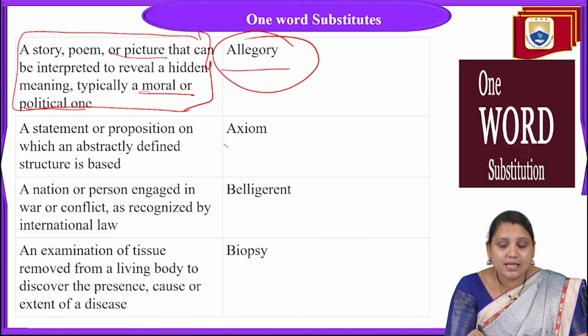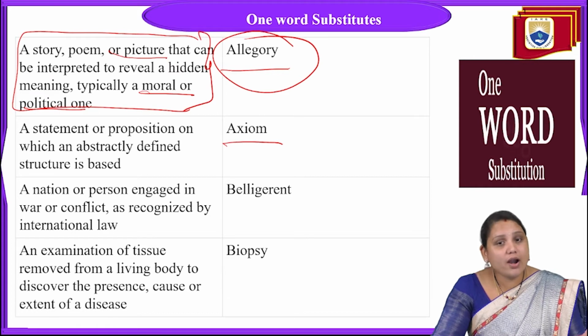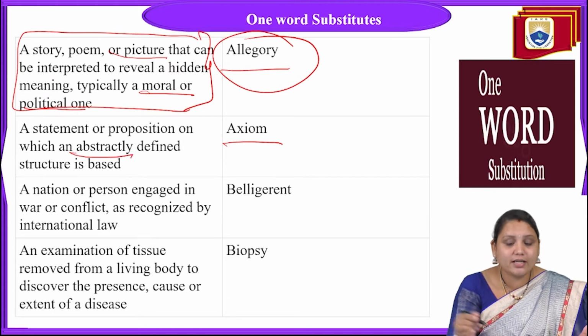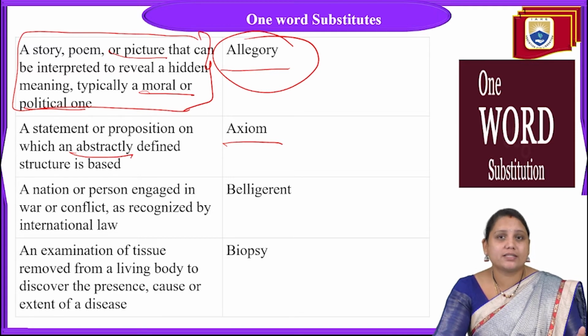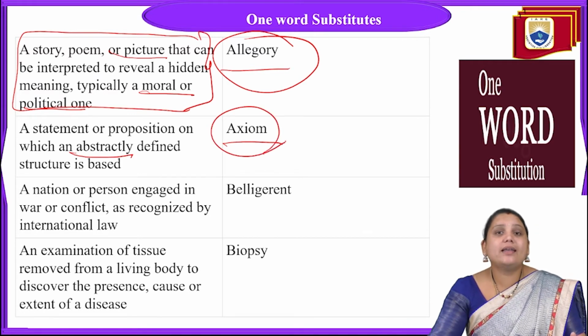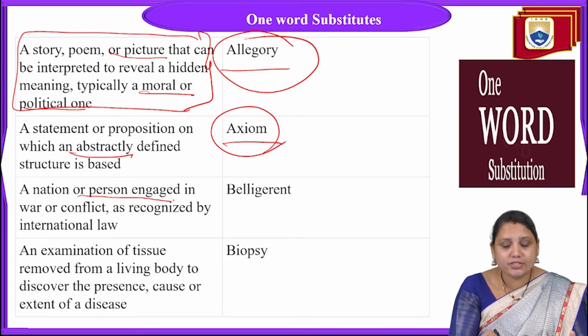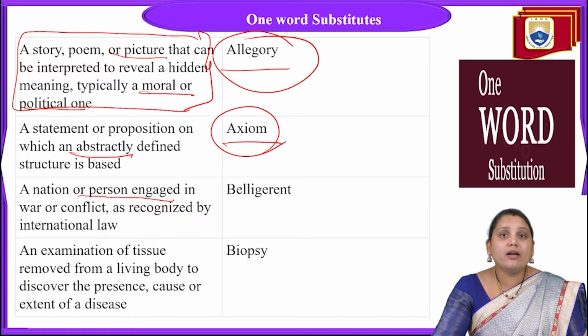Now, axiom: a statement or proposition on which an abstractly defined structure is based. See the meaning, a lengthy sentence, but with the replacement of this one word, it has become shorter. Then, belligerent: a nation or person engaged in a war or conflict as recognized by international law.